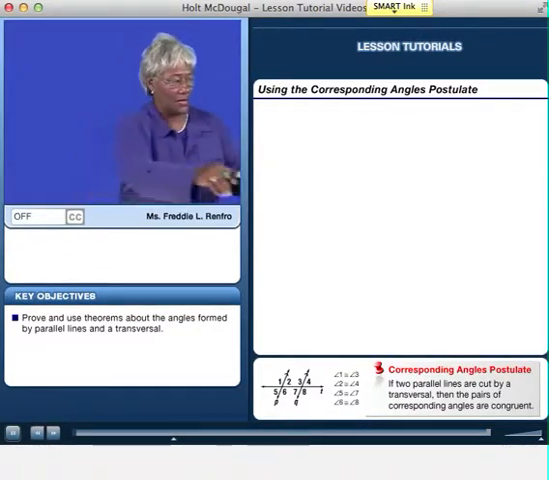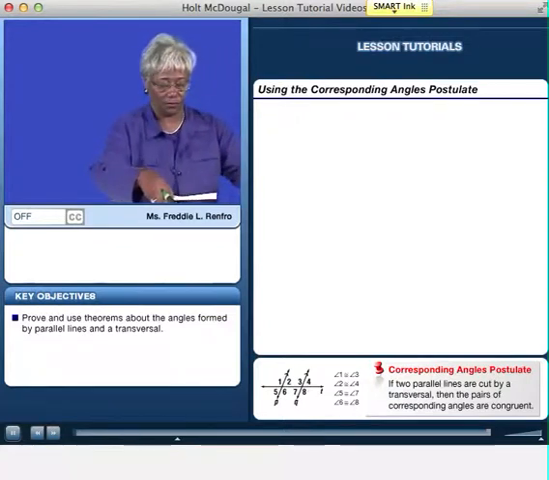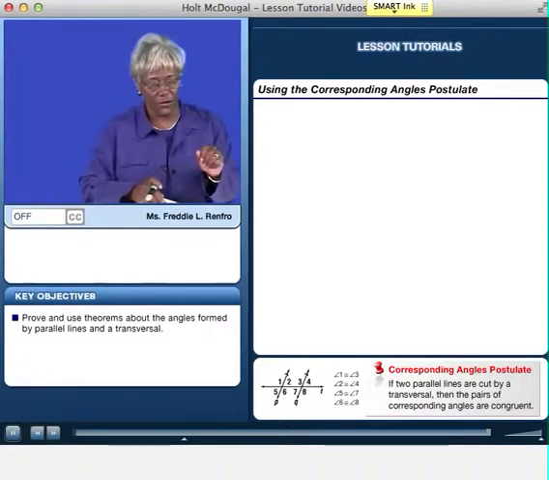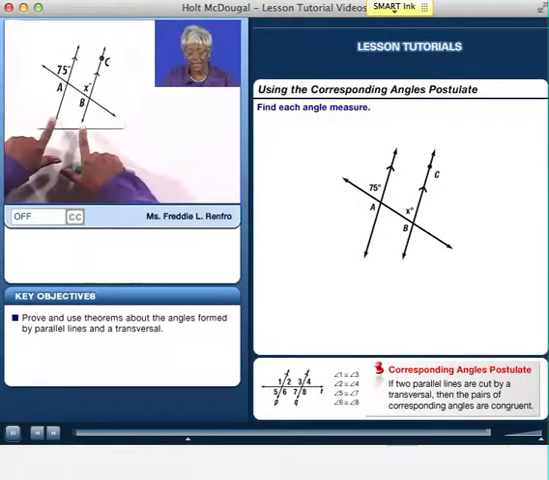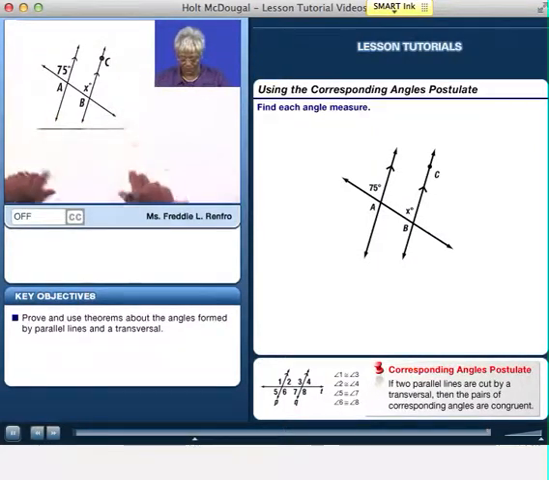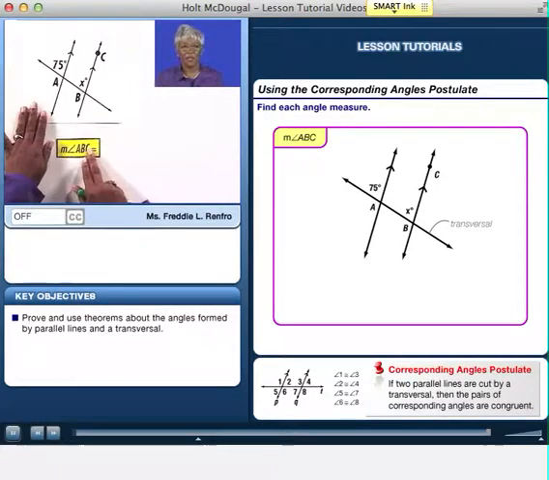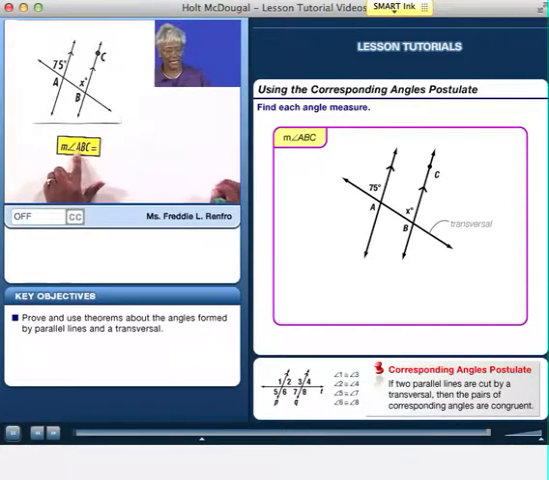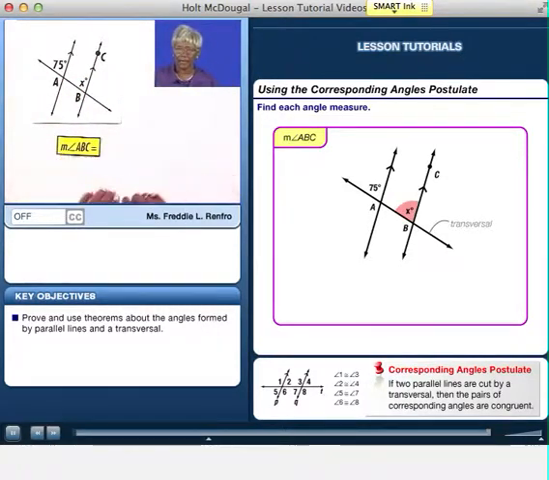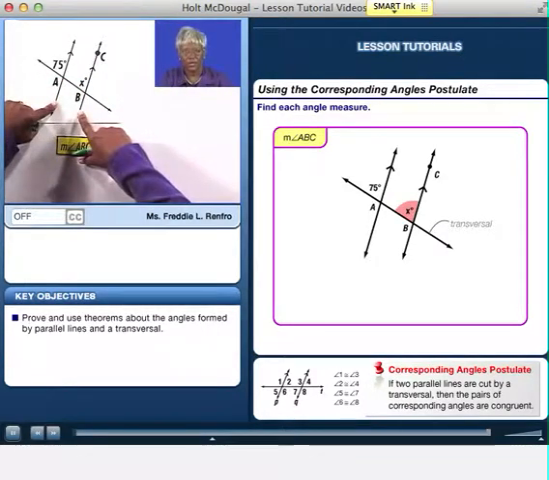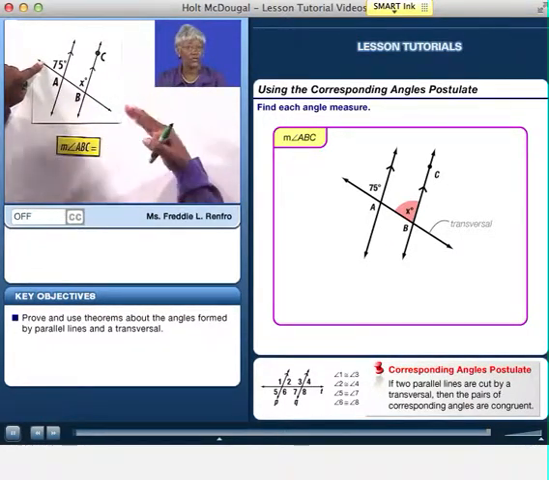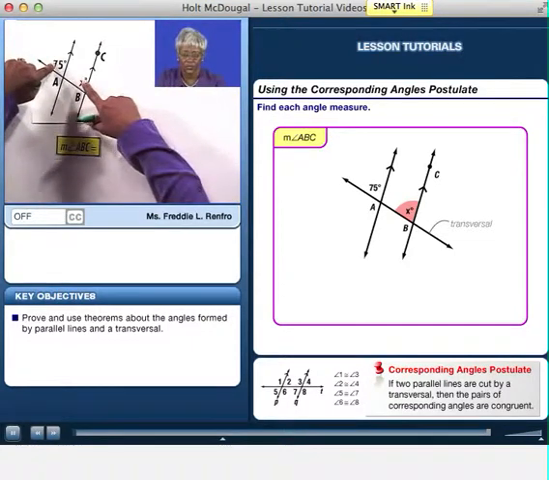Let's use this postulate in another problem. Let's look at this figure. We have 2 lines that appear to be parallel, cut by the transversal. Can we find the measure of angle ABC? Well, angle ABC in this case has been identified as X. If these 2 lines are parallel, cut by this transversal, by the corresponding angles postulate, corresponding angles are congruent.